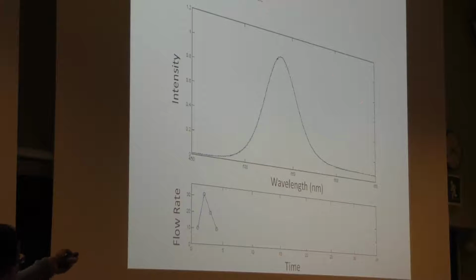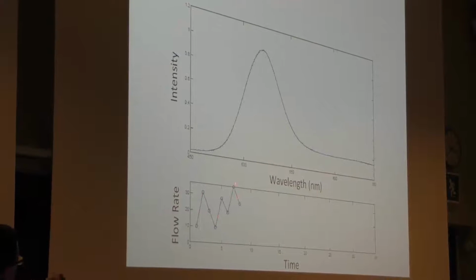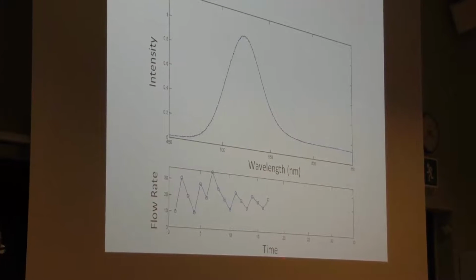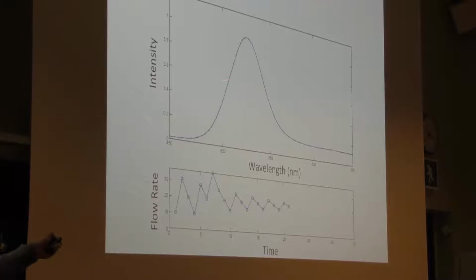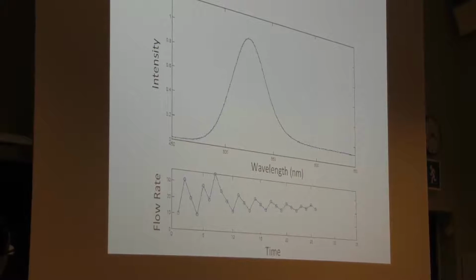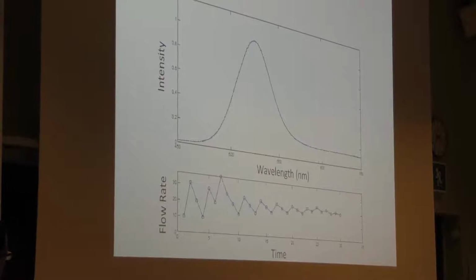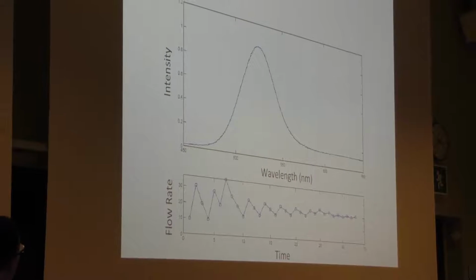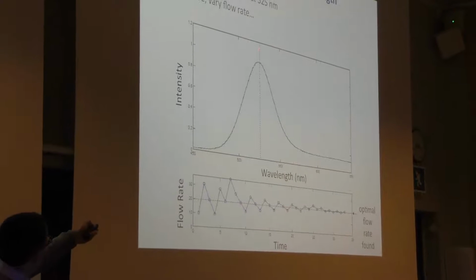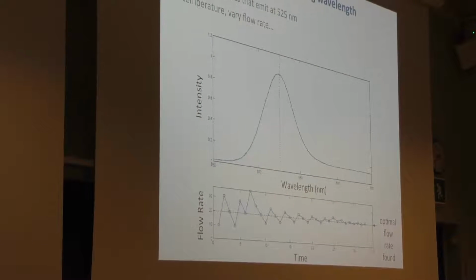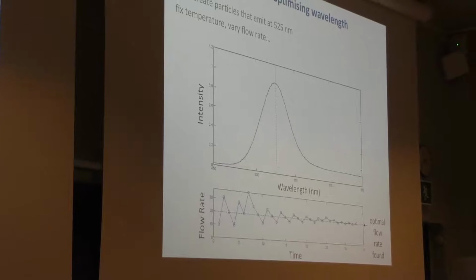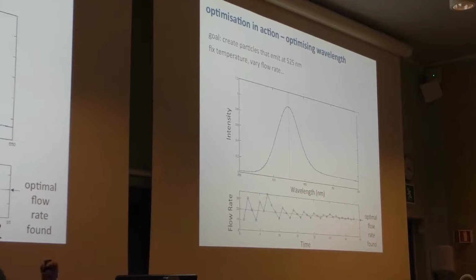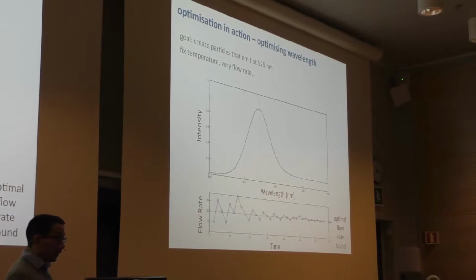So here we see the spectrum jumping around. Here you can see the flow rate jumping around, and gradually you can see a stabilization of the flow rate here, and the shift of the spectrum becomes weaker, and gradually just after 20 or 30 measurements we've reached a final point which is more or less bang on target. So this is a very simple example of where we're simply controlling one parameter, which is the flow rate, to control another parameter, which is the emission wavelength.